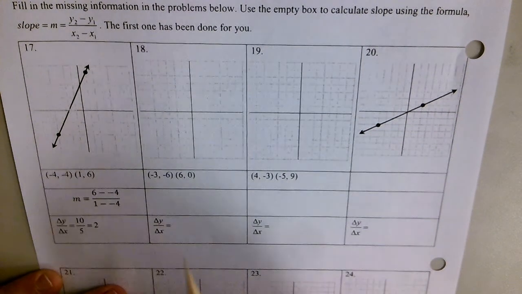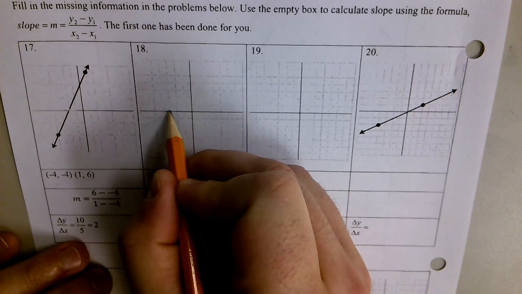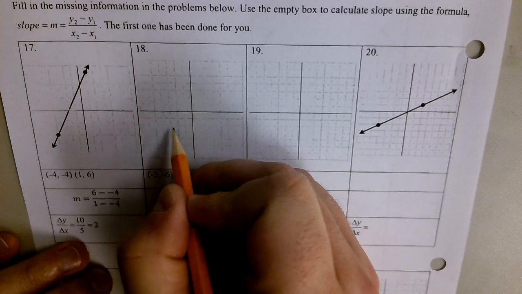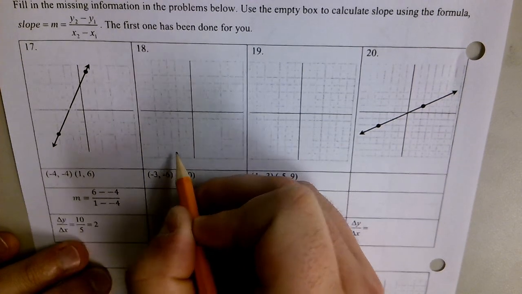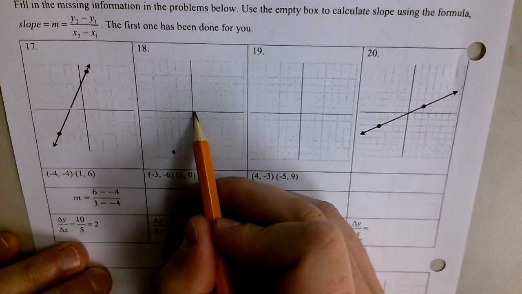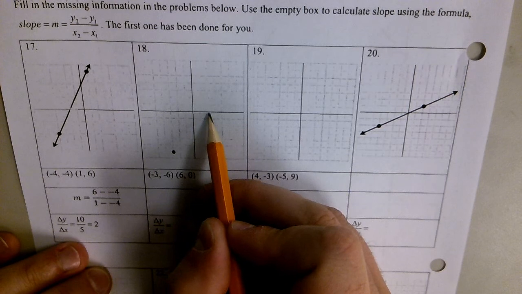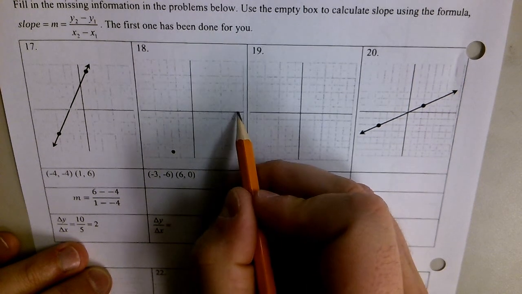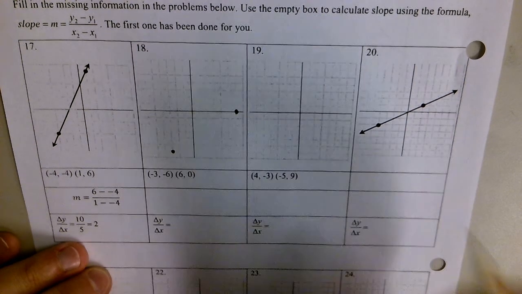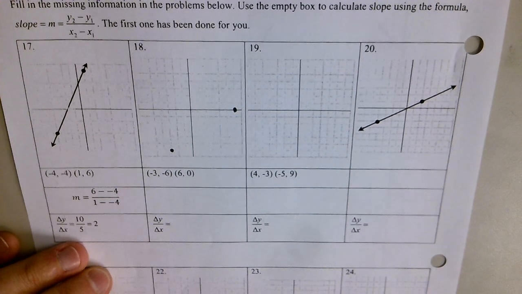So the first thing I have to do is graph these points. So negative 1, 2, 3, negative 6, 1, 2, 3, 4, 5, 6, and then 6, 0. 1, ooh, some of these are hard to see. 1, 2, 3, 4, 5, 6. I'm calling that 6. These grid lines are kind of difficult to see.